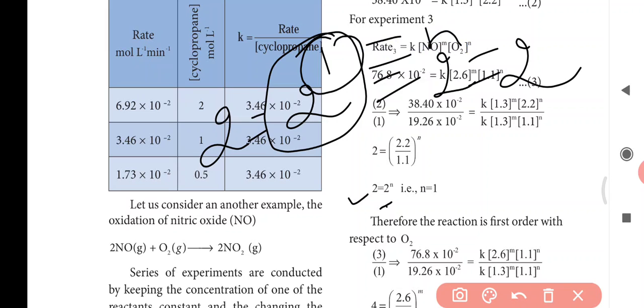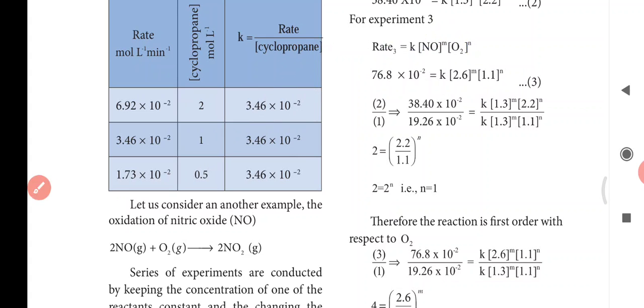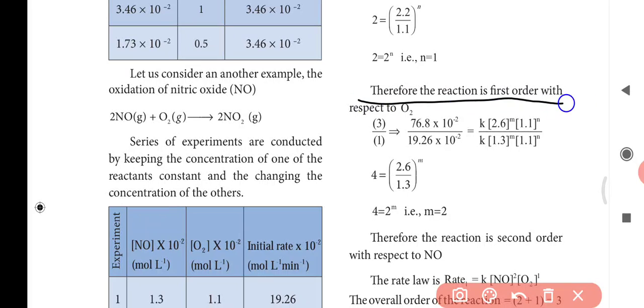Okay, now we are going to find out the order of reaction m. For that we have to multiply the equation 3 by 1, so you will get like this. Therefore the order of reaction is first order with respect to oxygen. Equation 3 and equation 1 equal to 76.8 into 10 power of minus 2 divided by 19.26 into 10 power of minus 2. You will get it cancelled.